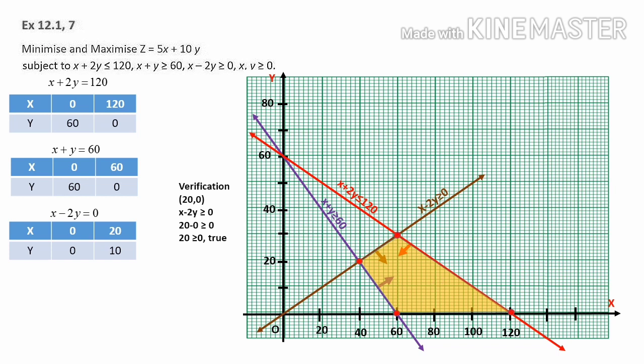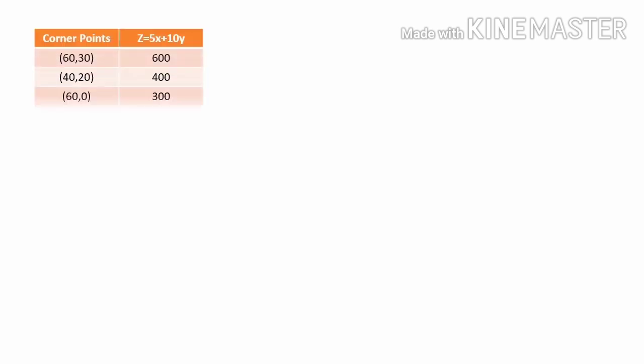Then as before we have to go for finding the corner points, and here the corner points are quite simple and we can easily write them from the graph. Here (40, 20), then here (60, 30), then here (120, 0), and here (60, 0). Now just pick and write the corner points: (60, 30), (40, 20), (60, 0), (120, 0). And z is equal to 5x plus 10y. We have to find the minimum and maximum values.